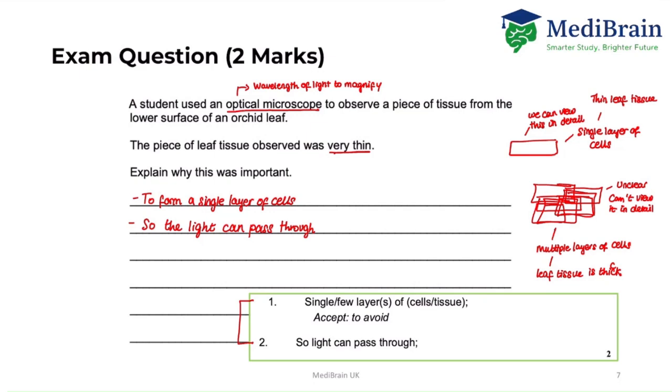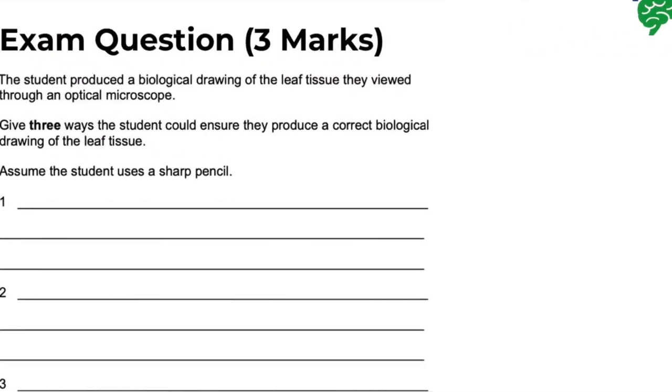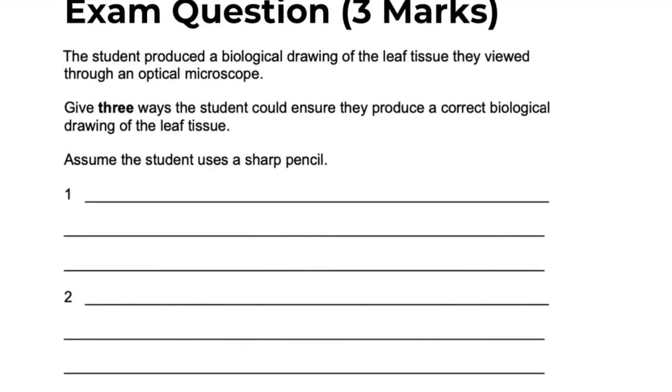Okay, moving on to another very common exam question. It says the student produced a biological drawing of the leaf tissue they viewed through the optical microscope. Give 3 ways the student could ensure they produce a correct biological drawing of the leaf tissue. Assume that the student uses a sharp pencil.